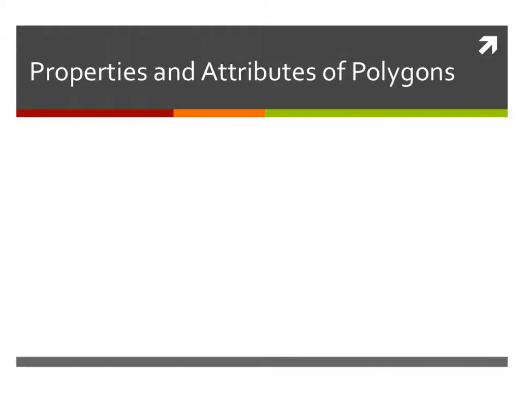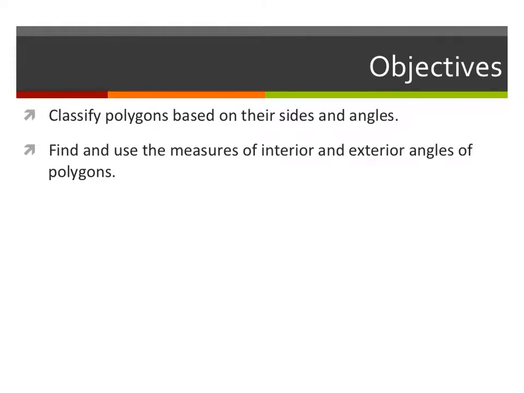Alright, so we're going to talk about properties and attributes of polygons. We've talked about triangles, we've talked about quadrilaterals. We want to talk about polygons in general. So I saved some data. We're going to be talking about classifying different polygons.